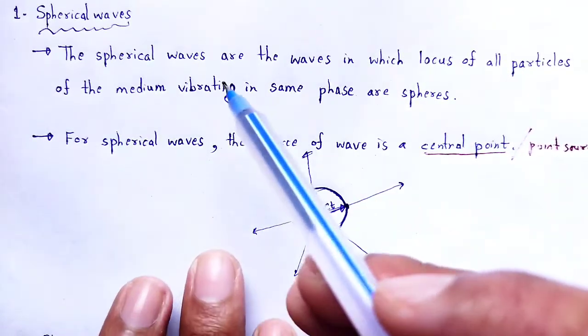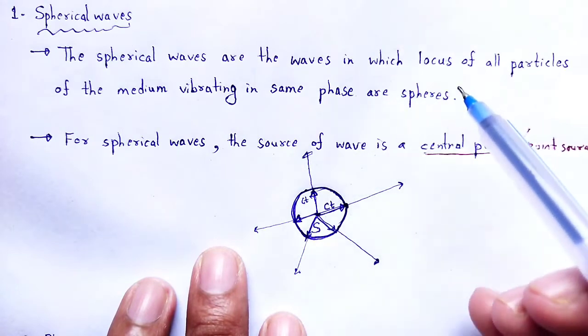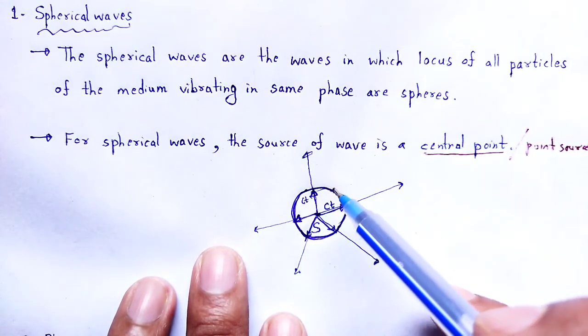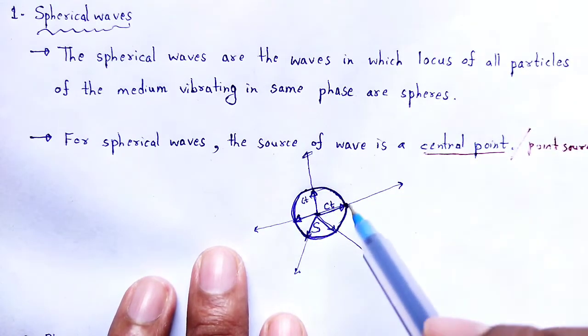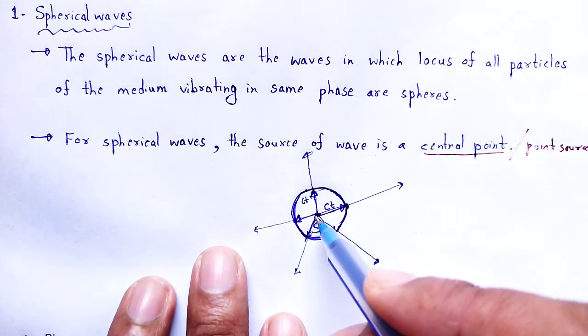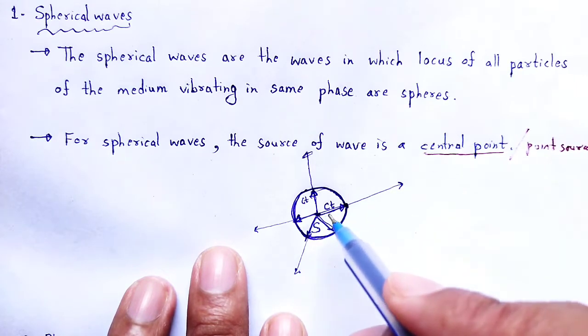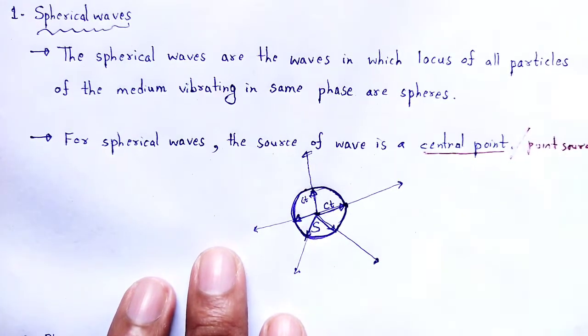So, spherical waves are the waves in which the locus of all particles in the medium vibrating in the same phase are spheres, and in the case of spherical waves, the source of the wave is a central point, or we can say that it is a point source.